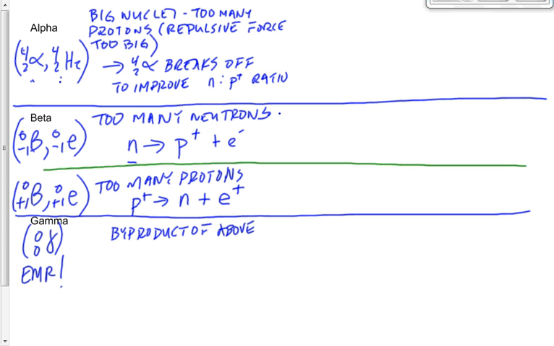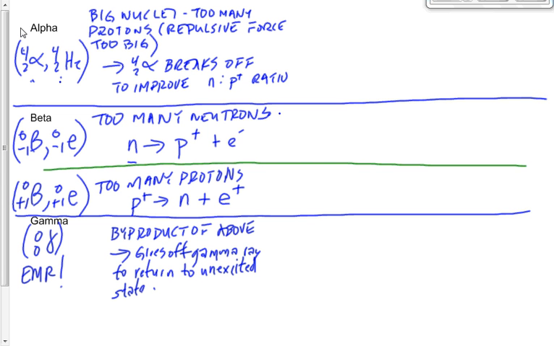So as it goes back to its regular state, it gives off a gamma ray. Right? It wants to be Eeyore. It doesn't want to be excited. It gives off a gamma ray to return to an unexcited state. And all is good in the atom.